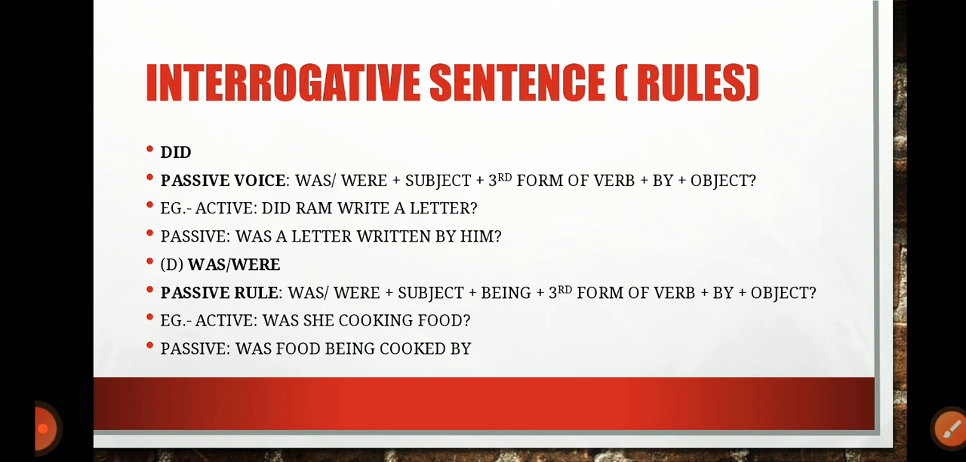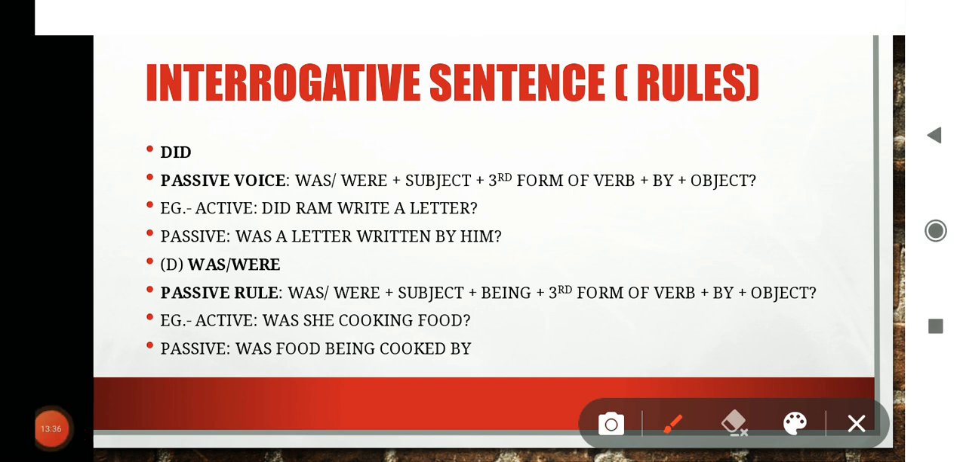Then was and were. How to use was and were? In the passive rule, was, were plus subject plus the third form of verb plus by, then the object will be used. Then if you see the active example, was she cooking food? क्या वो खाना पका रही थी? Then how to convert it into passive voice? Was will be as it is. Then food being cooked by, was food being cooked by her? Okay, here her was missing. Was food being cooked by her? क्या उसके द्वारा खाना पकाया जा रहा था? So like this you have to convert it.